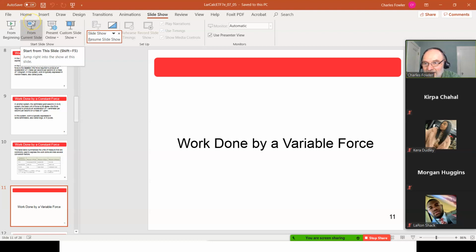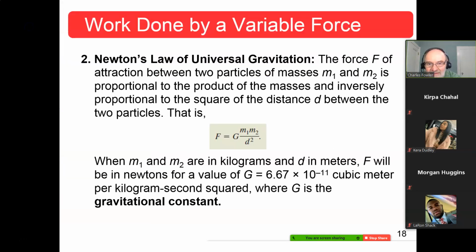This is such a pain in the neck from current slide. Okay, where G is in cubic meters per kilogram second squared. That's exactly what we got. G is called the universal gravitational constant.